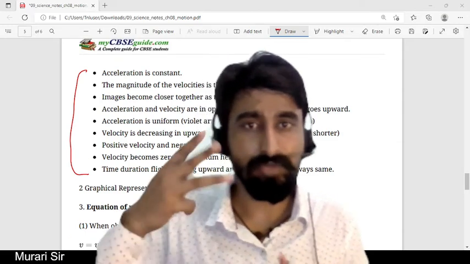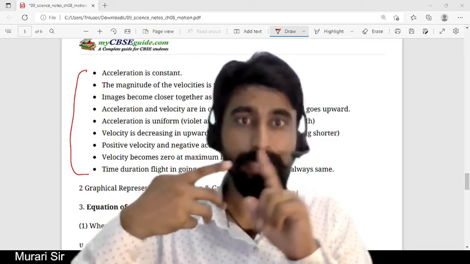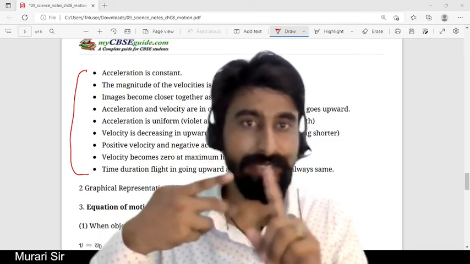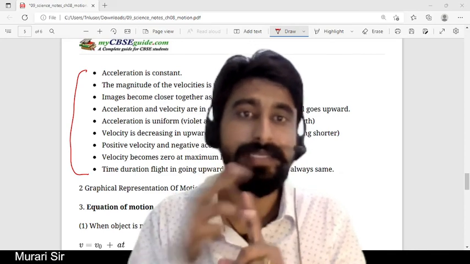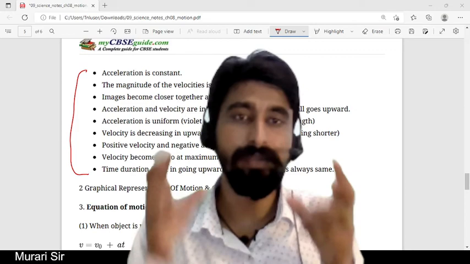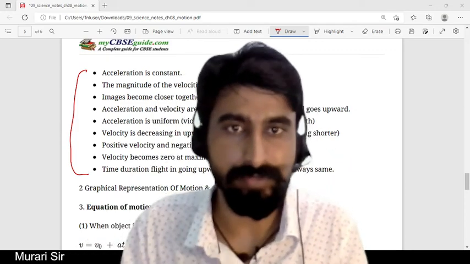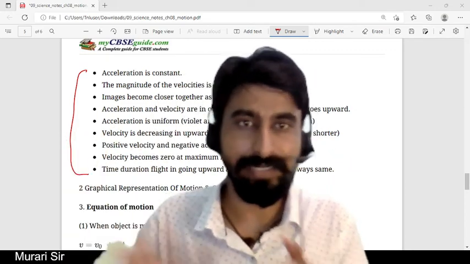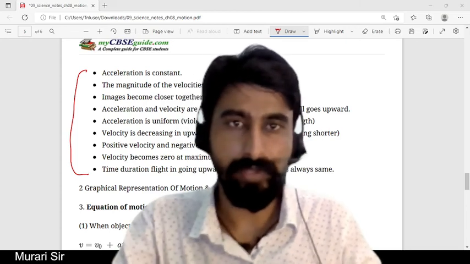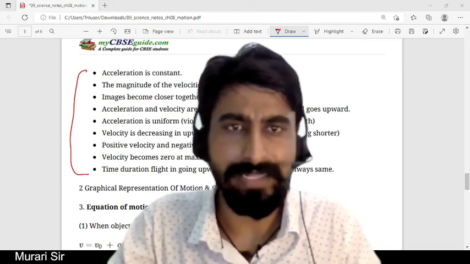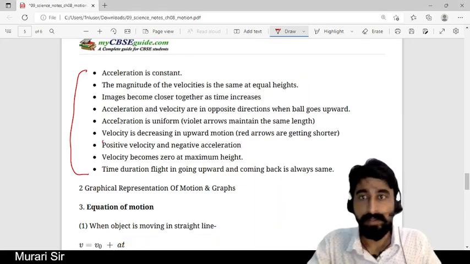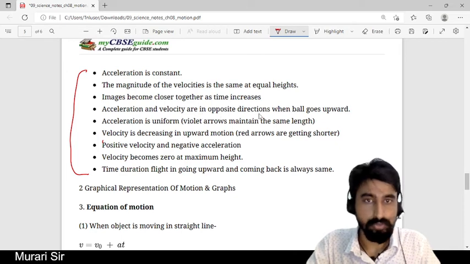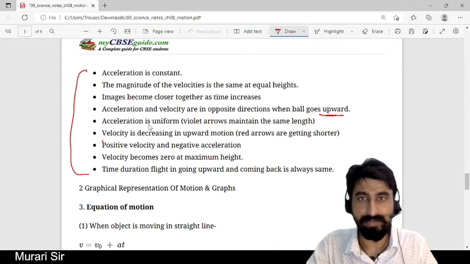Free fall, we have to understand three points here. One, it should be falling only under gravity. There should not be any other external force on it, and it is on the Earth's surface. It should not be away from the planetary attraction or anything. Okay, don't worry about that. Coming back to it, acceleration and velocity are opposite in direction when the ball goes up and are in the same direction when the ball goes down.